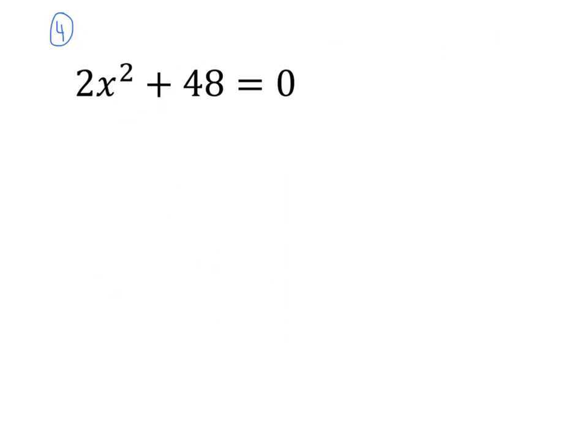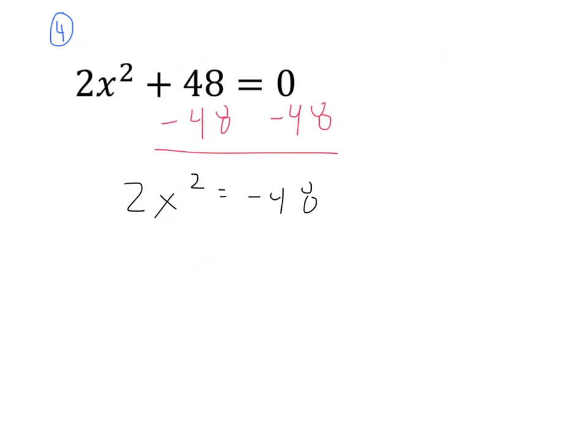2x squared plus 48 equals 0. I'm going to subtract 48 from both sides. I get 2x squared is equal to negative 48. To isolate the x squared, I would then divide both sides by 2. We get x squared is equal to negative 24. Alright, let's take the square root of both sides.